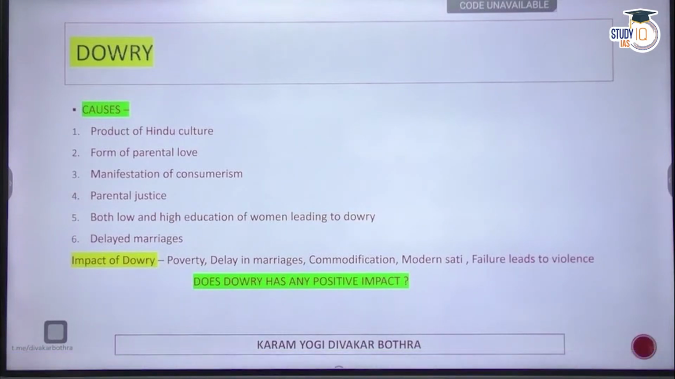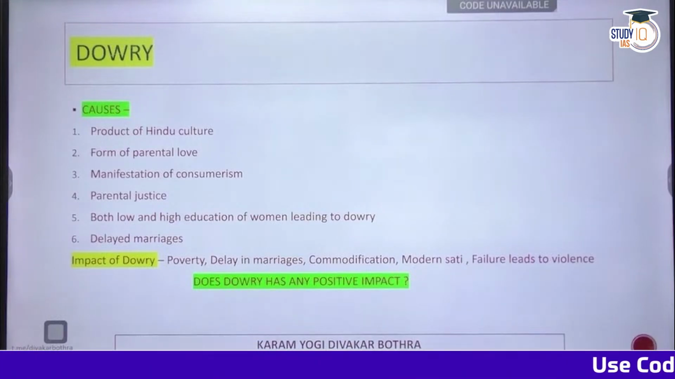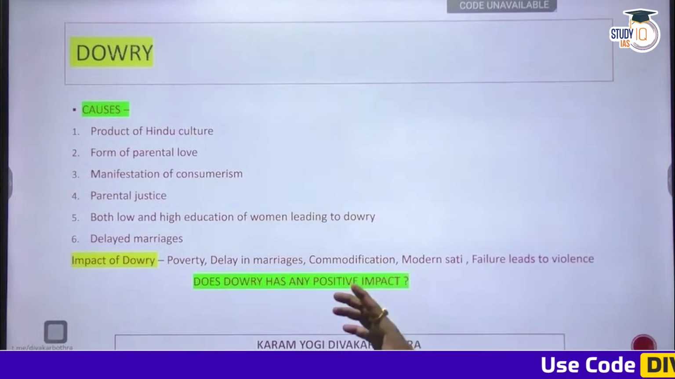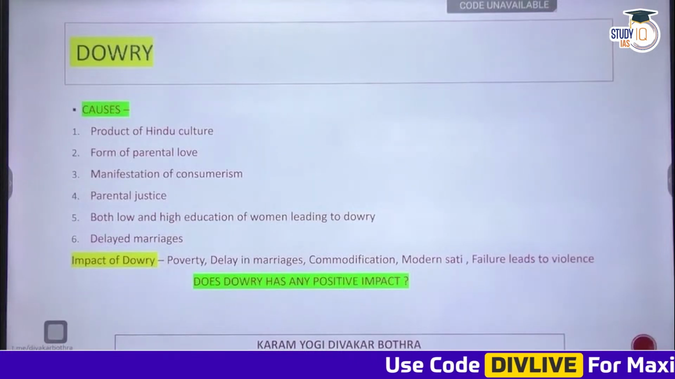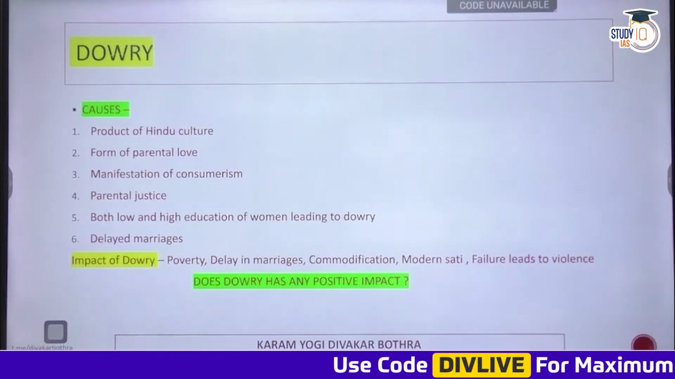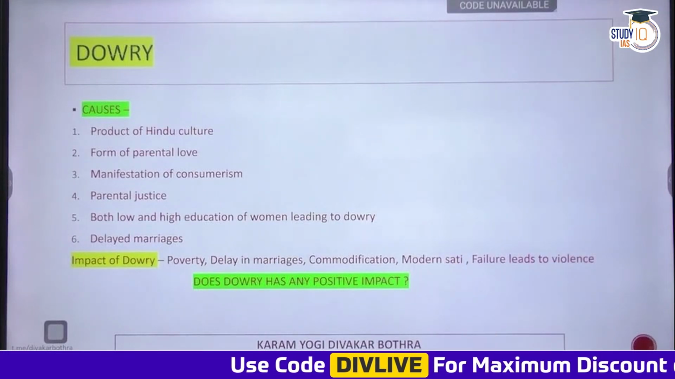Therefore, dowry is that share of the father's or mother's property, or the parents' property, which is largely given to the daughter as her share of property. Next, both low and high education of women is leading to dowry. Another important cause of dowry today is the education of women. This point is specifically taken from The Hindu's analysis.